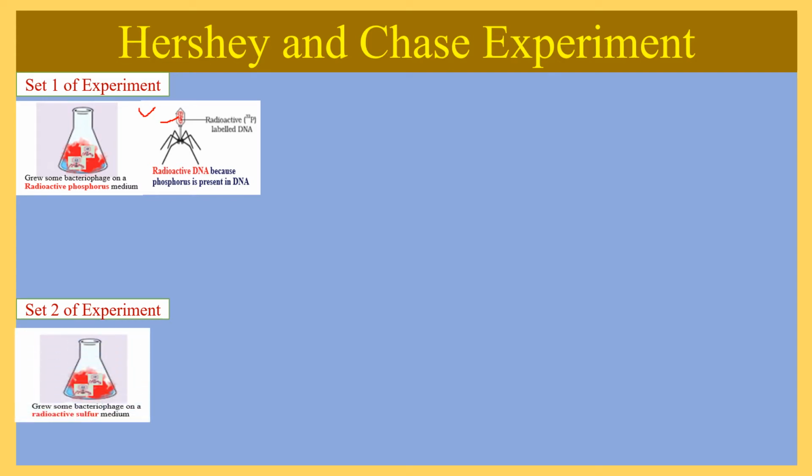In the other setup, they grew some bacteriophages on radioactive sulfur media, where the protein coat of the bacteriophages becomes radioactive because sulfur is present in proteins. Hence, the protein coat becomes radioactive. This red coloration indicates radioactive protein coat.